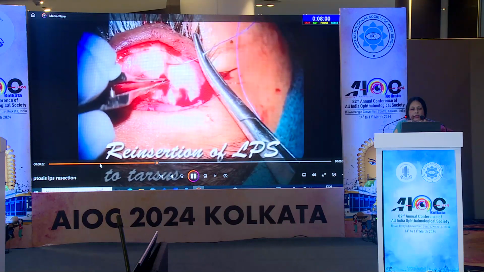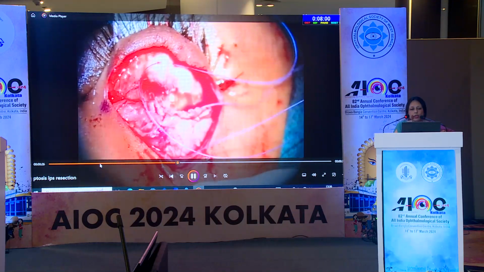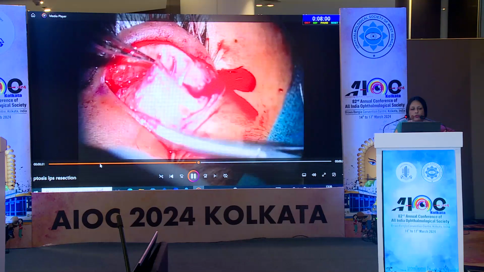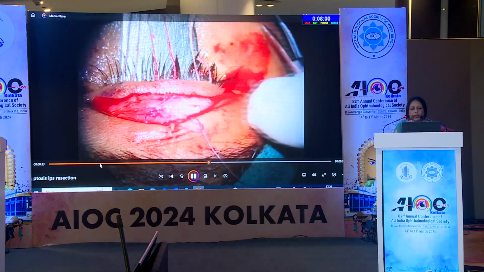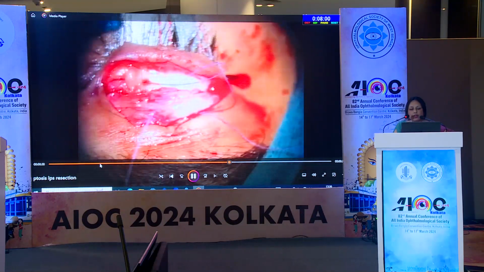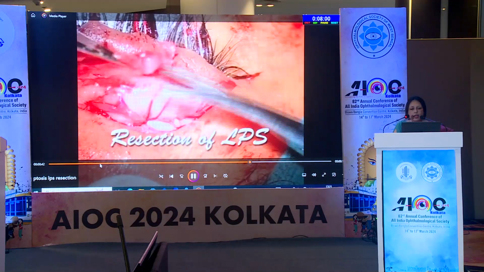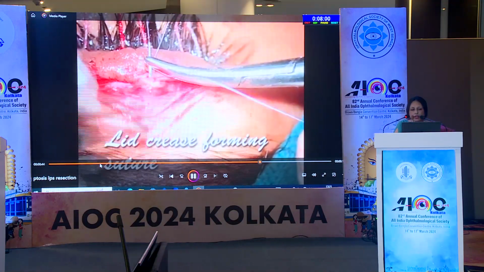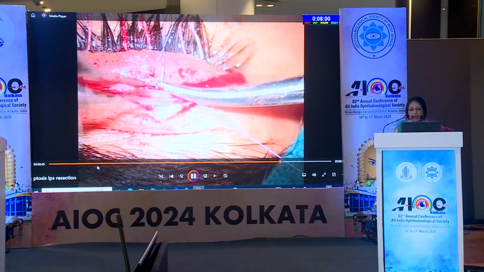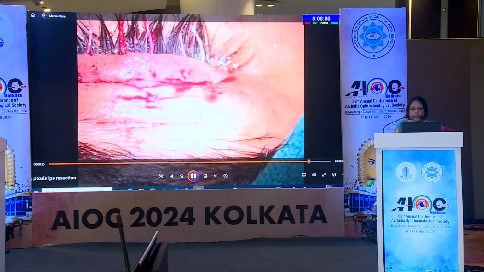And this is the interior surface of tarsus where you pass the 5-0 Vicryl suture and through the LPS muscle. And then the sutures are tied onto the LPS, and on table, if it is under local anesthesia, you can titrate on the table itself. If it is in general anesthesia, then of course you have to decide how much to resect. And then after the resection, the lid crease forming sutures from skin, orbicularis, LPS, and then back to skin, and the skin suturing has to be done.